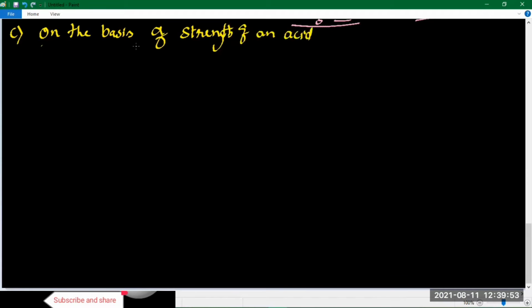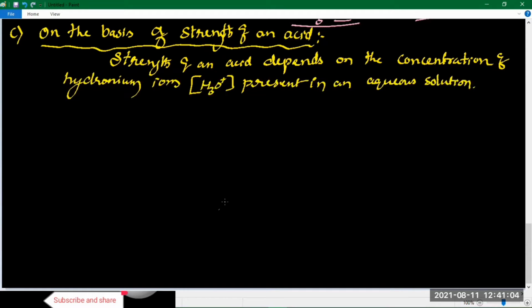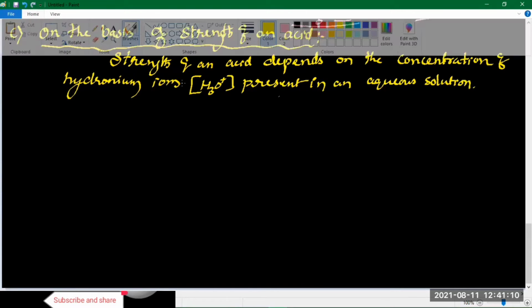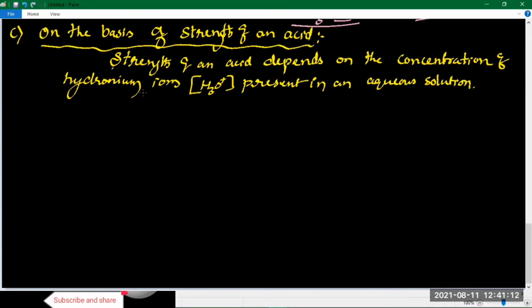On the basis of strength, acids are again classified into strong acids and weak acids. You must remember that the strength of an acid always depends on the concentration of hydronium ions present in the aqueous solution. Based on the strength, we have classified acids into two categories. One is strong acids and the other is weak acids.